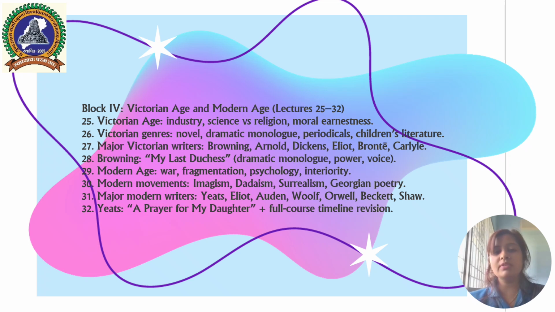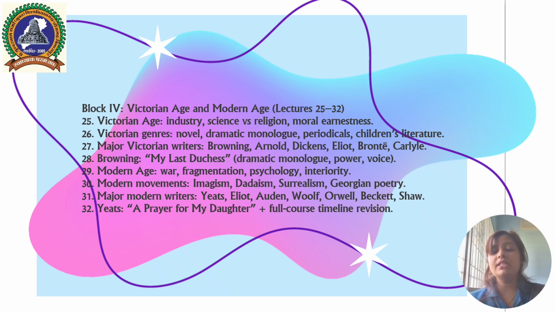The last block is the Victorian age and the modern age. I have divided this particular block into 25 to 32 lectures. Under the Victorian age, we will study industrialization. The age is known as the age of science versus religion. Then Victorian genres like novel, dramatic monologue, periodicals, and children's literature of that age. We will have a close reading of major Victorian writers like Browning, Arnold, Dickens, Eliot, and Bronte.